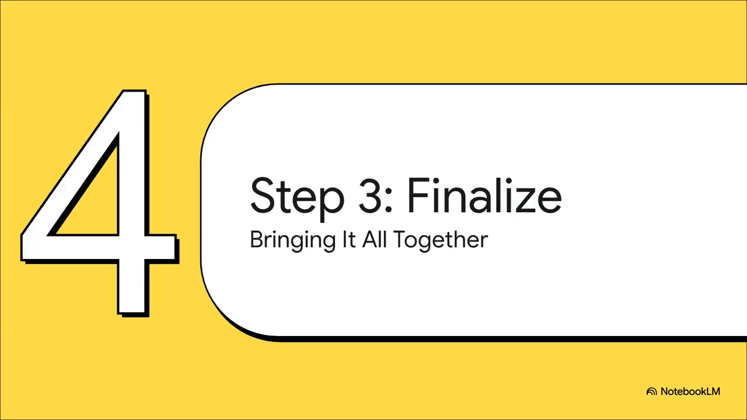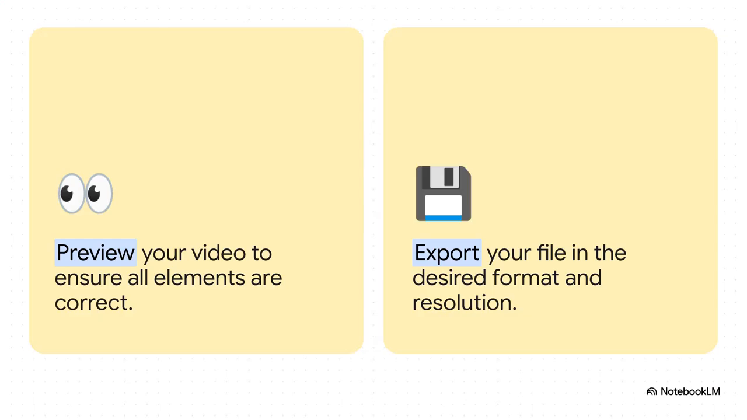All right, we're on the home stretch now. The AI has done all the heavy lifting, and it's time for that final, really satisfying step of bringing it all together. This last part couldn't be simpler. First, you give the video a quick preview just to make sure everything looks right and is synced up properly. Then, once you're happy, you just export the file in whatever format you need, and boom, your AI-generated explainer is ready to go.